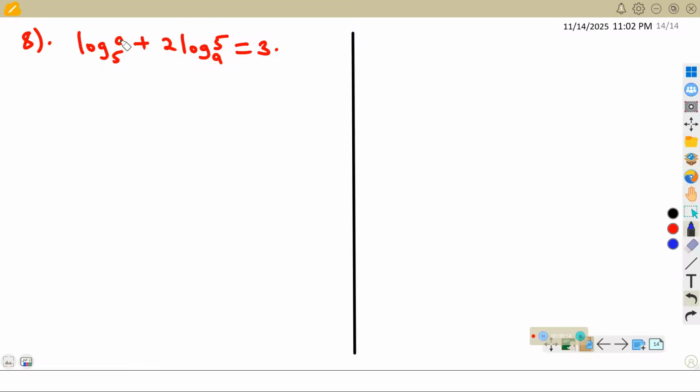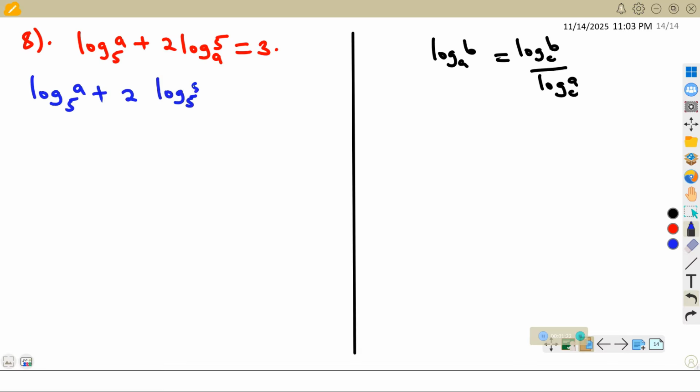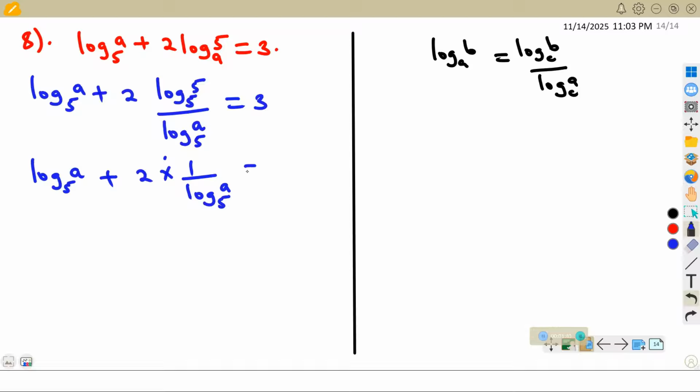So we shall try to change the base first. And so we shall have log₅ A plus 2, and I will change the base. We understand that if you have log_A of B and you want to change it to base C, this will be log_C of B over log_C of A. For that case, we shall have this as log₅ 5 over log₅ A, and this should be equal to 3. So this will give us log₅ A plus 2 times 1 over log₅ A, which is equal to 3.